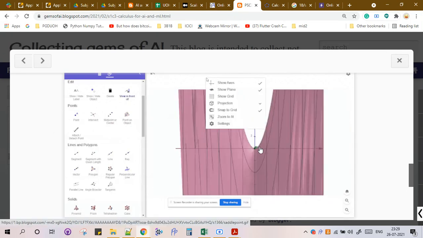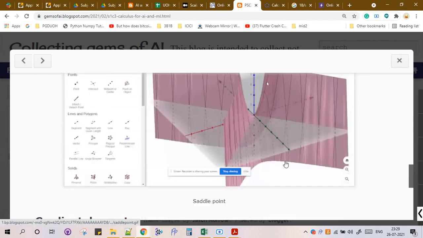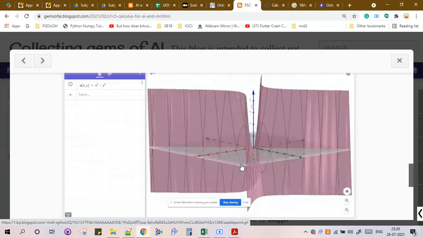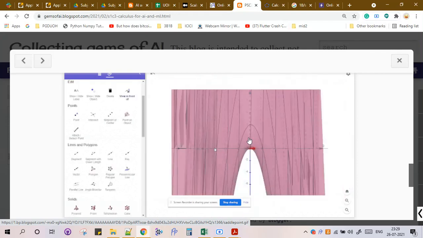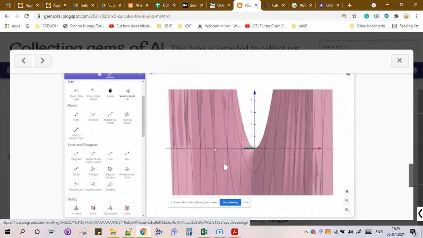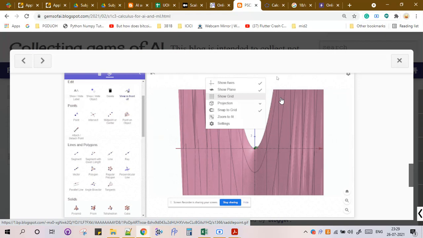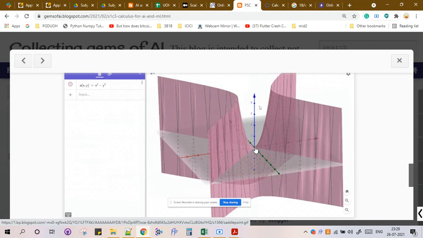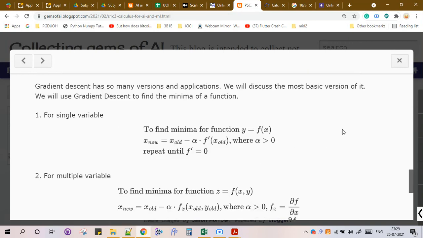The saddle point is nothing but where both differentiations fxx, fyy are 0, but it is not minima or maxima. Because if you see from this direction, it is like a minima for x direction and maxima for y direction. So this is kind of a saddle point. After that it is also increasing and x is also decreasing, right? So this point is neither maxima nor minima, it is a saddle point, right?